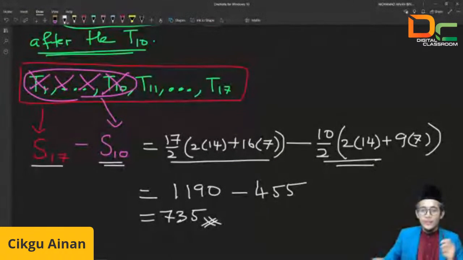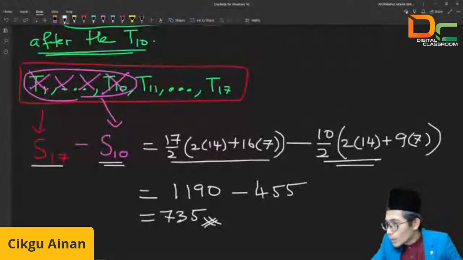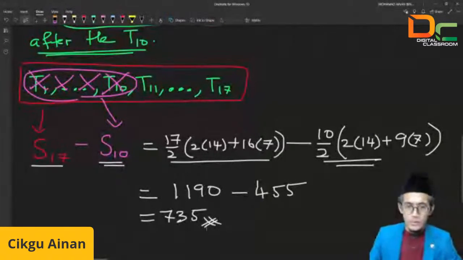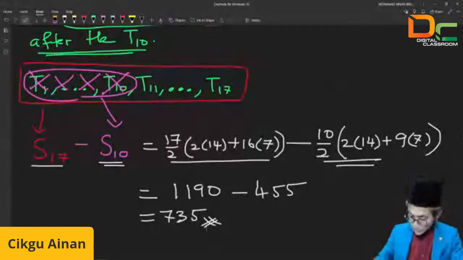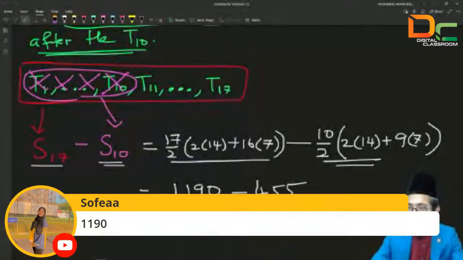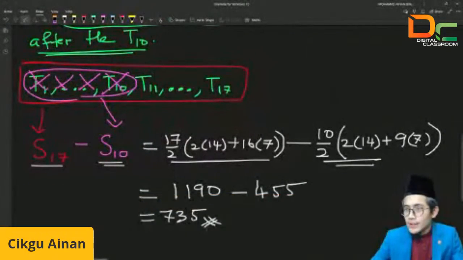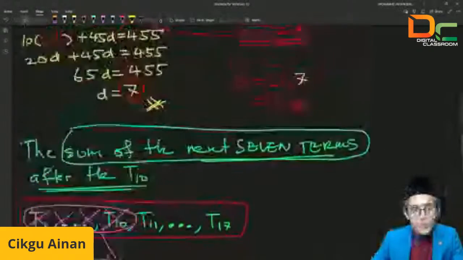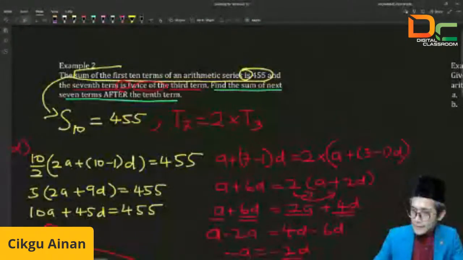Okay, 7, 3, 5. Thank you. I have no idea why the number went so big. Maybe I pressed the calculator wrongly. It happens. Good Sophia, very good Sophia. Thank you. Shamira also, thank you. Okay, so maybe we can go to the next one.